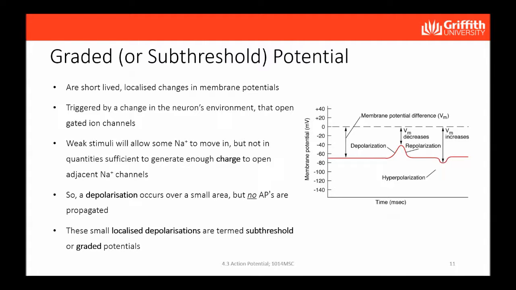Instead, the stimulus depolarizes a small area of the neuron's plasma membrane. However, it's not enough to propagate an action potential. These localized depolarizations are what we call graded potentials.